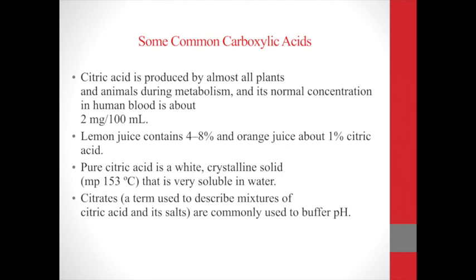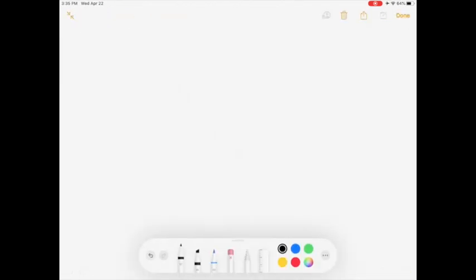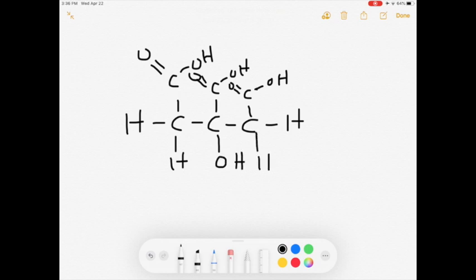Citric acid is a tricarboxylic acid. Just to show you this, you don't have to memorize this or anything. So citric acid looks like this. Sorry, I'm running out of room here and writing the wrong thing. So we have 3 carboxylic acids all together here. So that's what makes it a tricarboxylic acid. So again, you don't need to know the structure or anything. I just wanted to show you what it looked like. So that's citric acid. It contains 3 carboxyl functional groups.